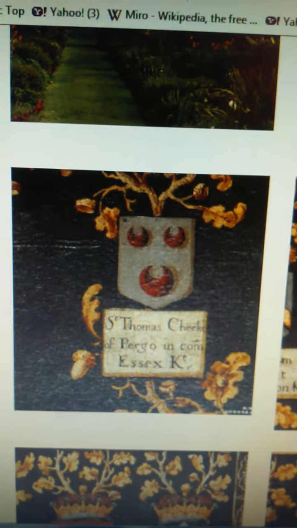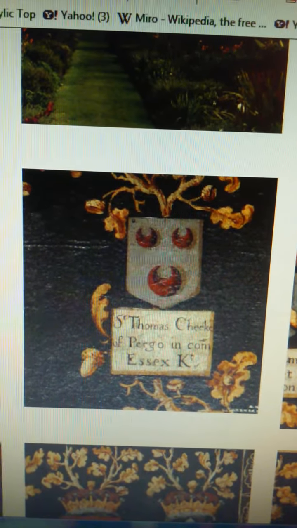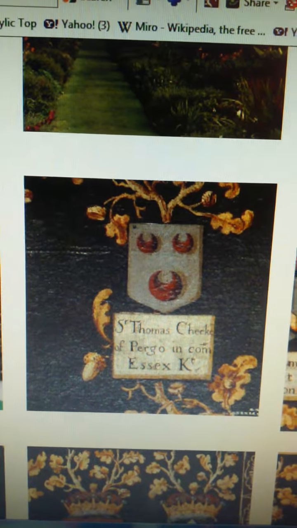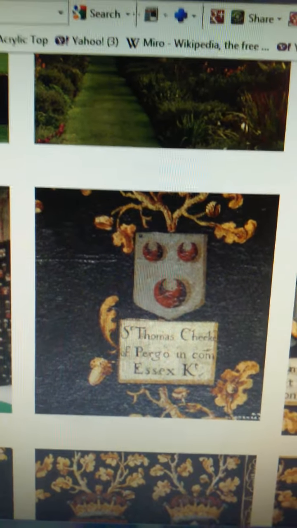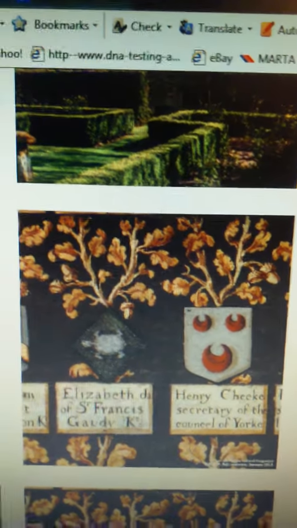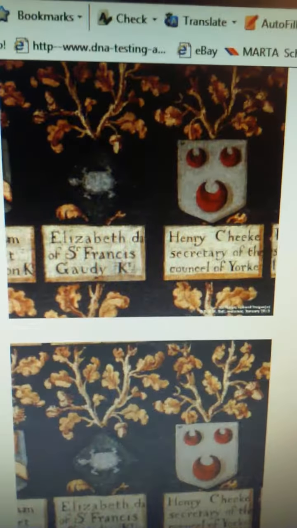So, I'm turning the camera around, and I'm going to show you the family crest. This is Sir Thomas Cheeke of Pergo, Essex. He was the one that was married that had the children that I talked about in the previous video. This is his father, Henry Cheeke. This is from a triptych that's in a little chapel in England that the family patronized.